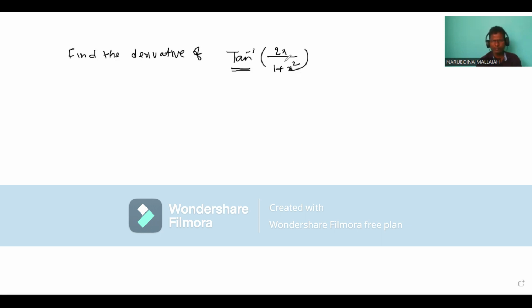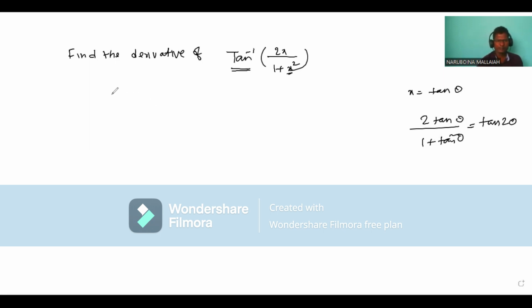Whenever we have tan inverse before the bracket, you must change this function into a tan ratio. So here, if you place tan theta in the place of x, it becomes 2 tan theta by 1 plus tan square theta. This is the formula for tan 2 theta. Tan 2 theta is equal to 2 tan theta by 1 plus tan square theta.